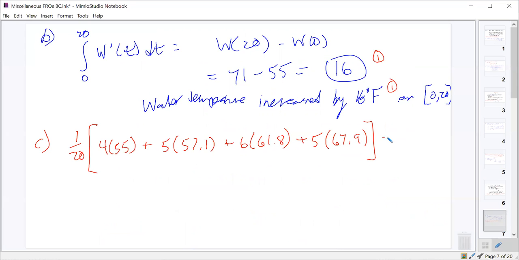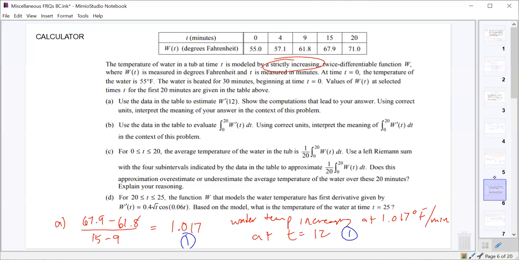And you got a calculator for this one, so your calculator will tell you that that value comes out to be, looks like 60.79. And then it asks you if this is an under or an over approximation of the actual average temperature.